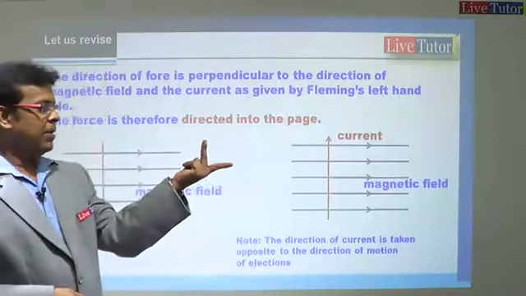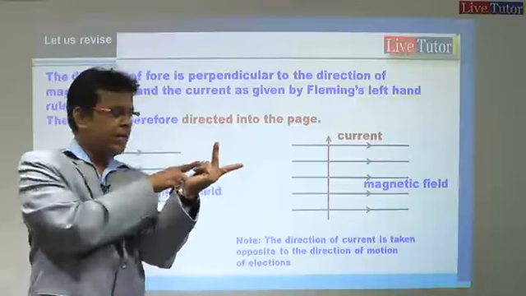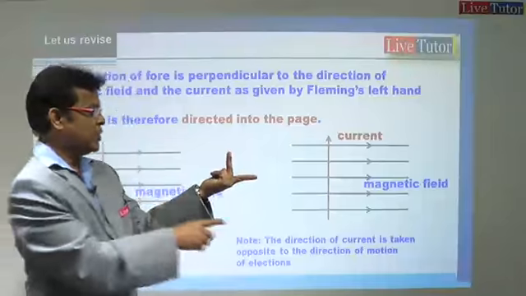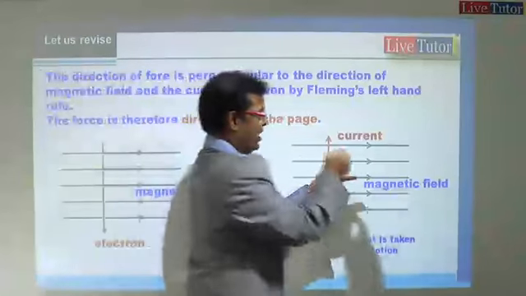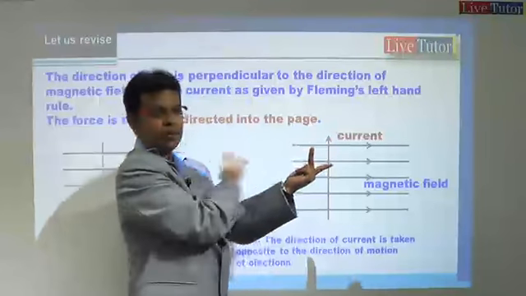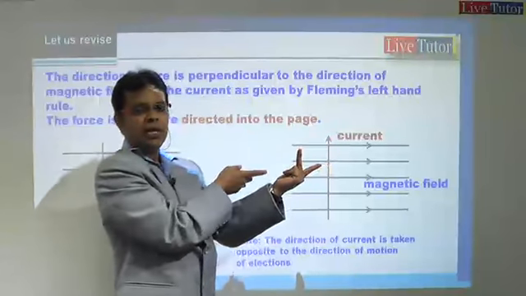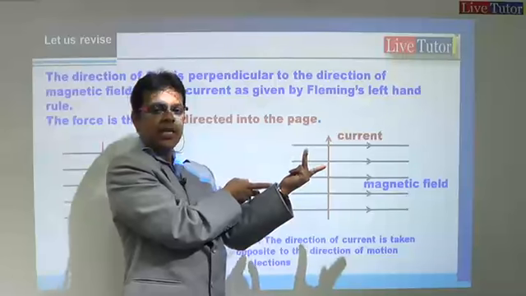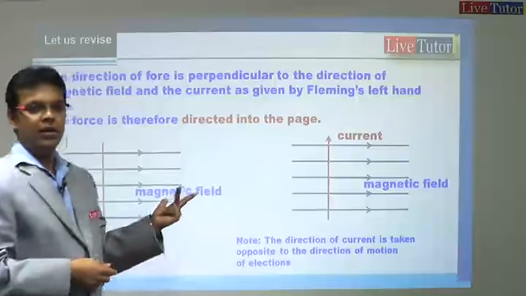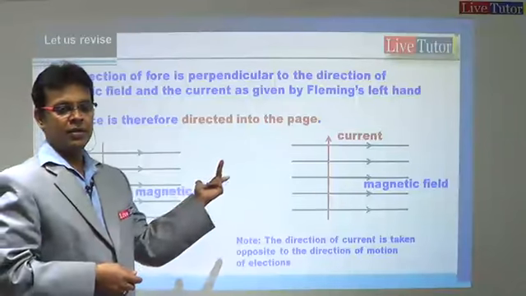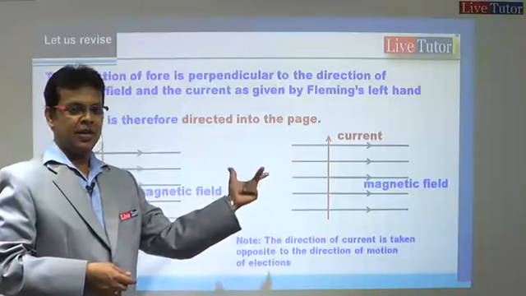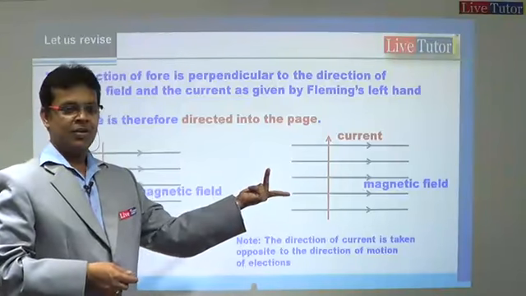See, I am keeping my thumb towards the board. You can see that. So this is the direction of the magnetic field, and this is the direction of current. Now my thumb is pointing towards the board. Towards the board means, when you are writing the examination, you would say that it is directed into the page. Do you understand? Are you able to see my hand? Do you understand that?